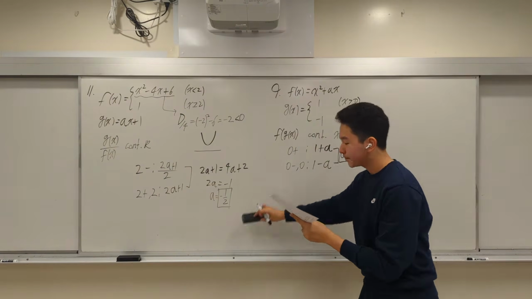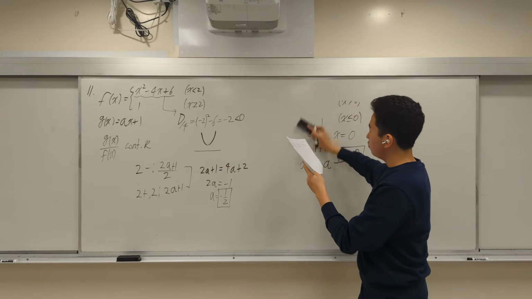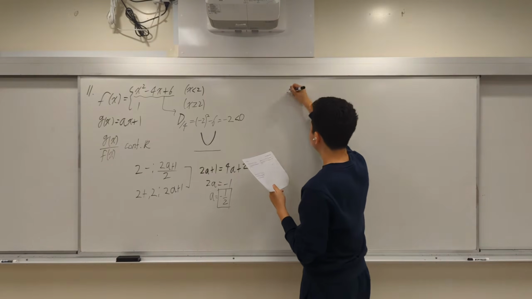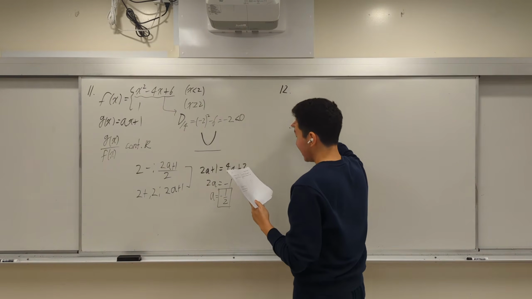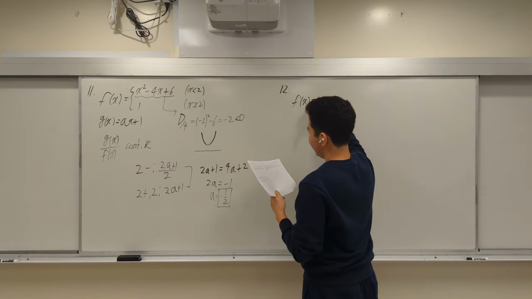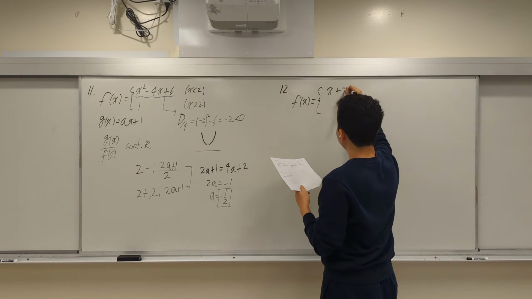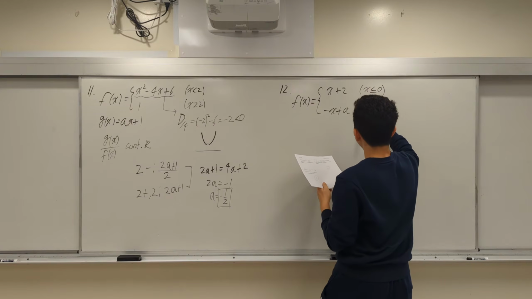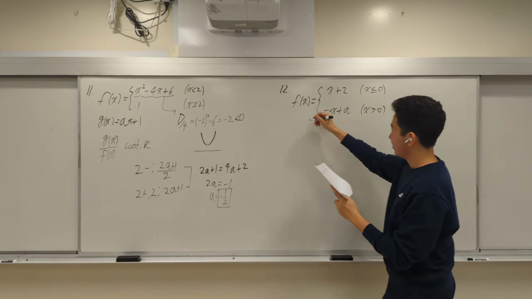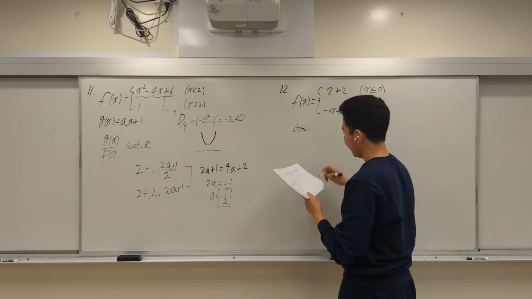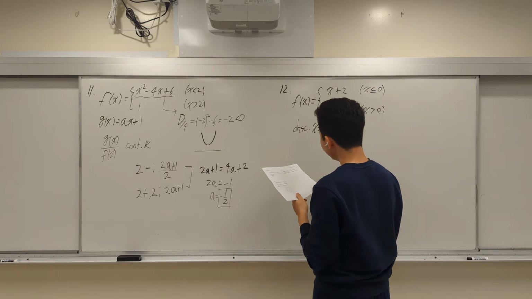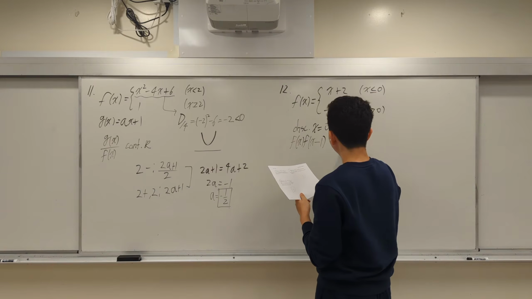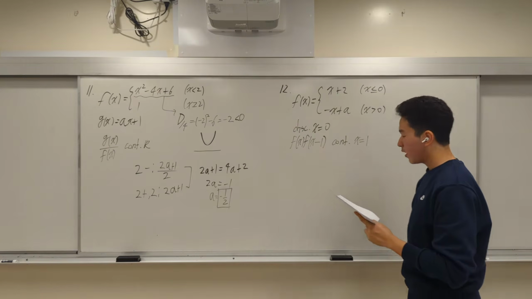Okay, number 12. Function f of x equals, we have another piecewise. We have a pretty peculiar condition here. It's discontinuous at x equals 0. So we got a condition on discontinuity. X plus 2 when x is less than or equal to 0, and negative x plus a when x is greater than 0. So it's discontinuous at x equals 0. But it also says that function f of x times f of x minus 1 is continuous at x equals 1. Find constant a.